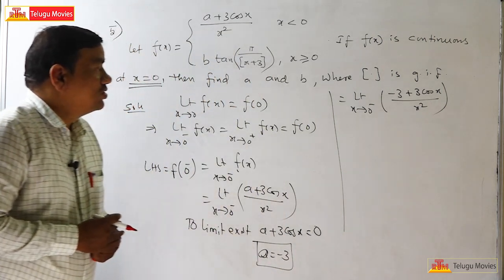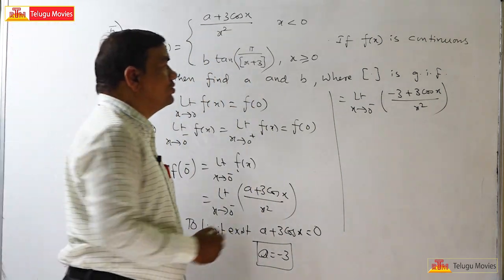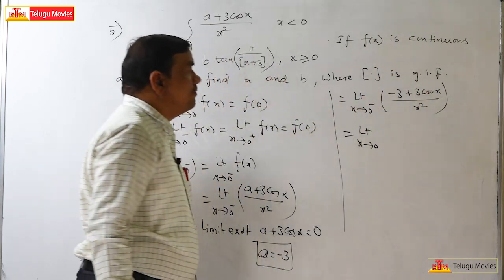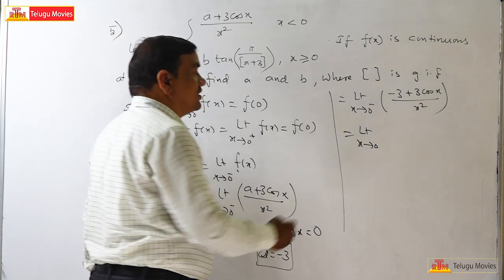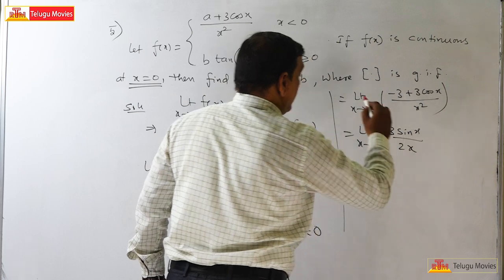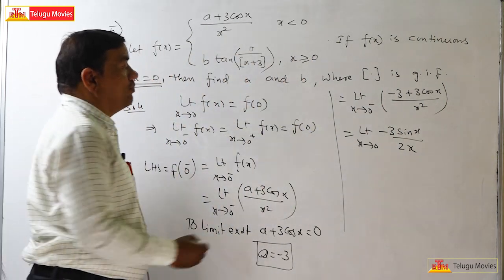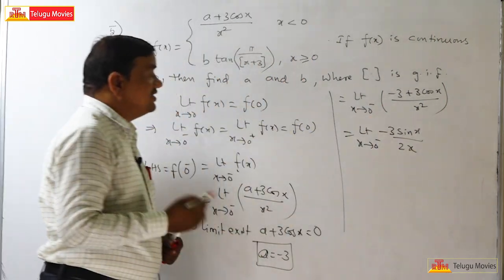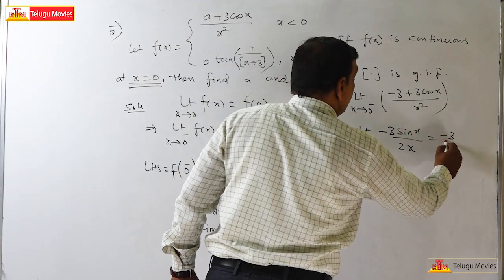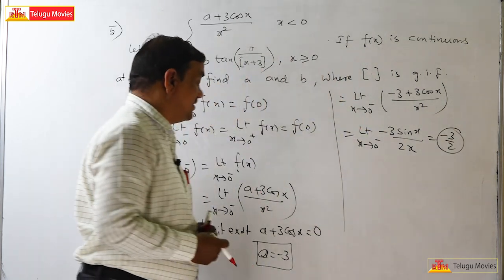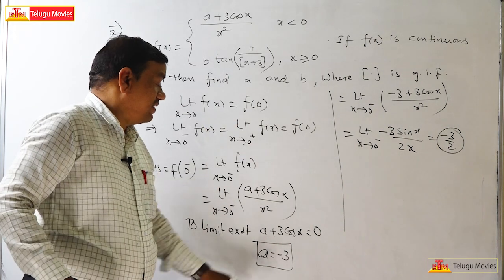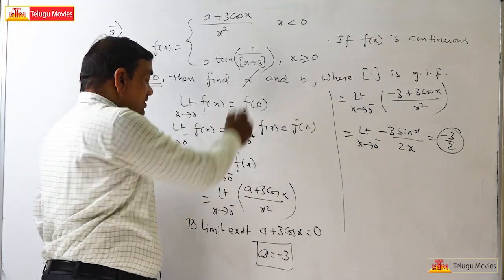Now let us apply the L'Hopital rule. This is equal to limit x tends to 0 of the derivative of minus 3 plus 3 cos x, which is minus 3 sin x, by the derivative of x square, which is 2x. As x tends to 0 minus, minus 3 by 2 will come outside, and sin x by x value is equal to 1. So this is equal to minus 3 by 2. So the left hand side limit is equal to minus 3 by 2. The a value we already got is minus 3.